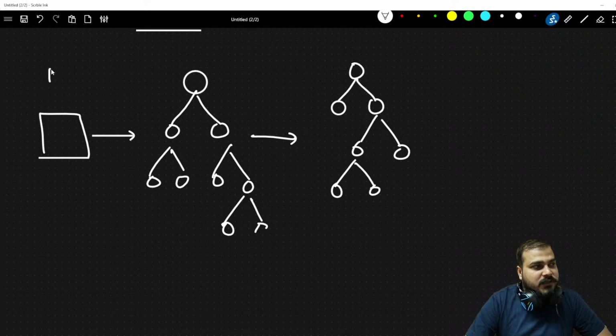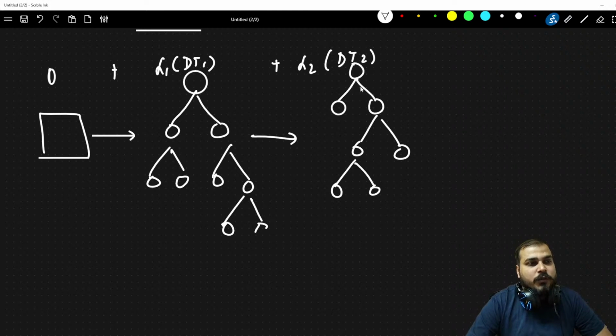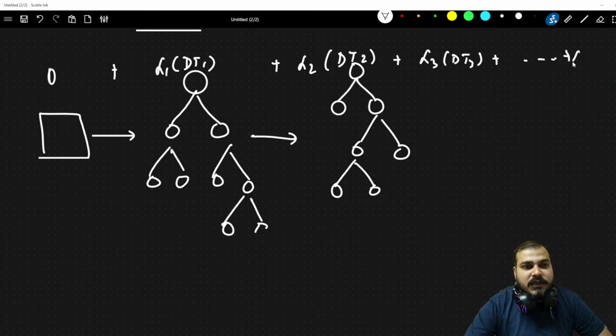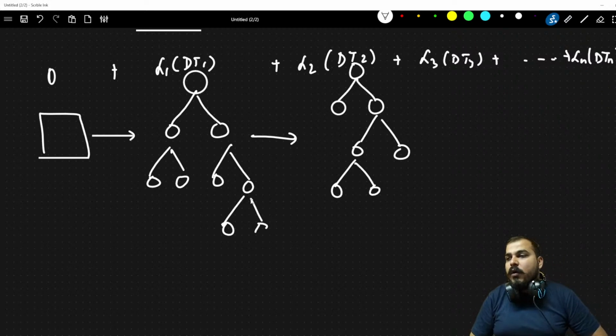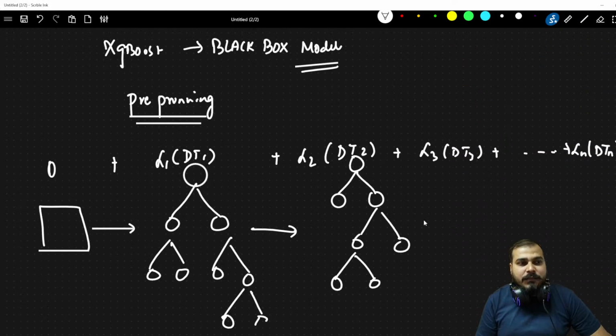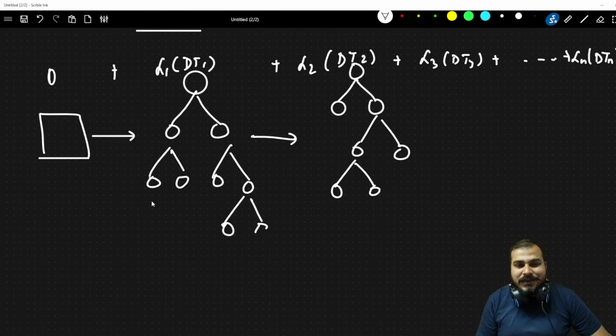Then this is my base model where I'm getting the value as 0. This will be alpha 1 multiplied by decision tree 1, then alpha 2 multiplied by decision tree 2. And like this, we will keep continuously adding more decision trees until this entire thing becomes a very strong learner. So this is how we do the combination of all these things. I hope everybody is able to understand the XGBoost classifier.